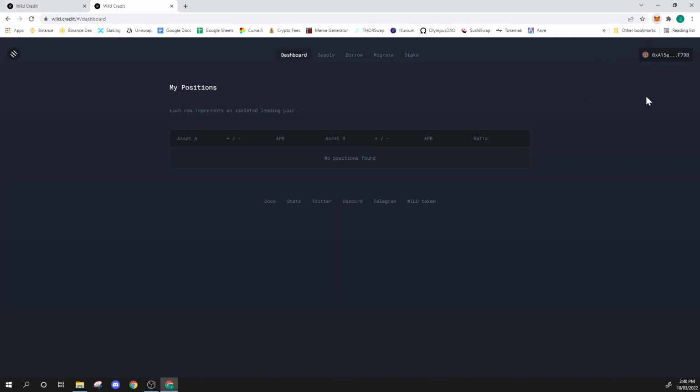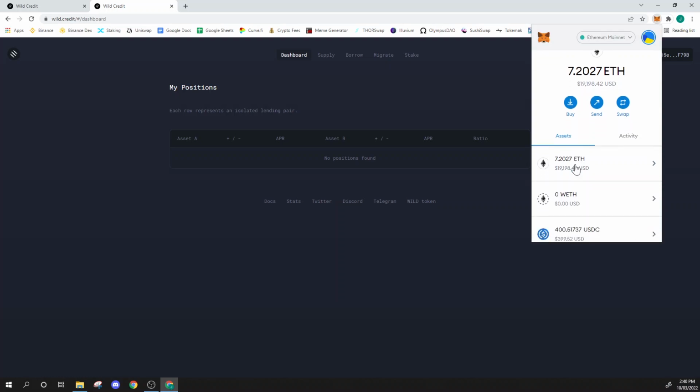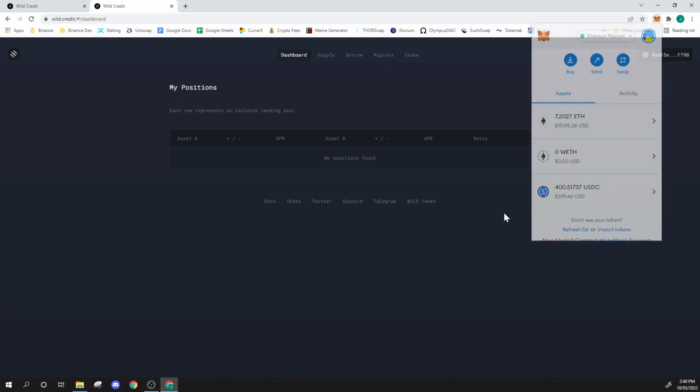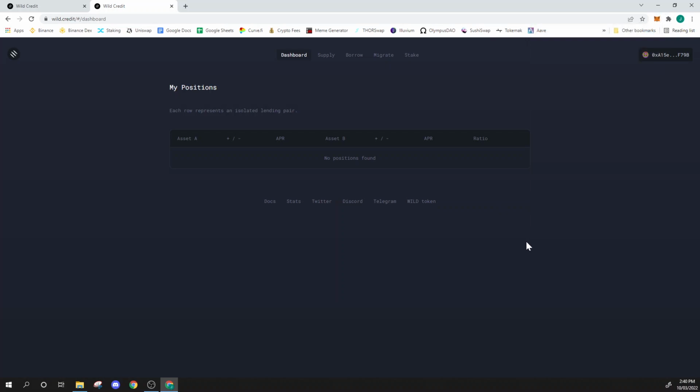Now finally, when we jump into our MetaMask, we can see that the $6,000 of USDC that we originally borrowed against our 7 ETH collateral has gone, and our 7 ETH collateral is now showing up back in the MetaMask wallet. And that's it for the walkthrough in terms of how to use Wild Credit to borrow assets.